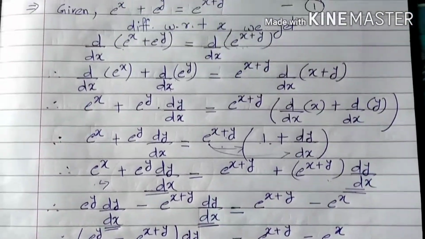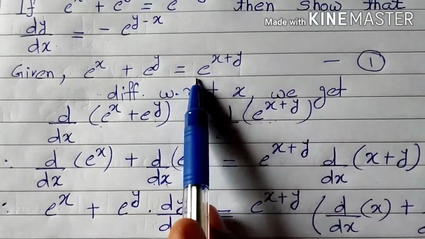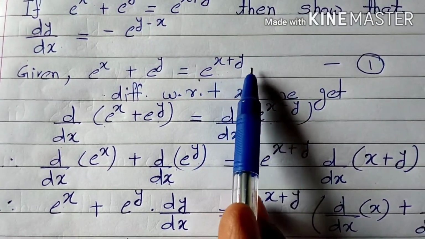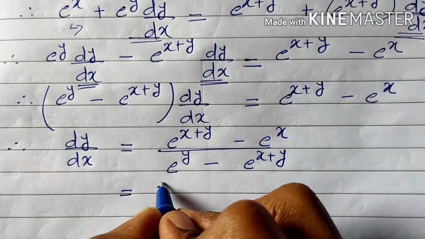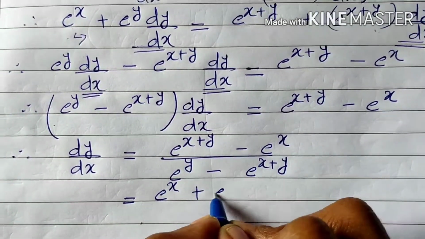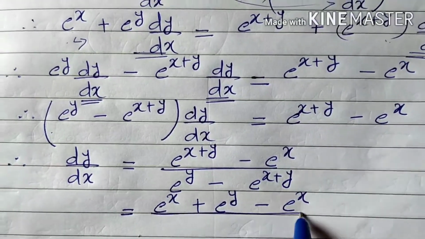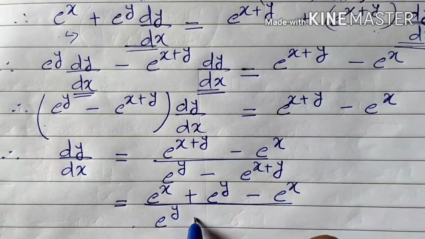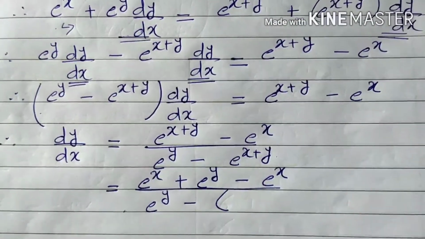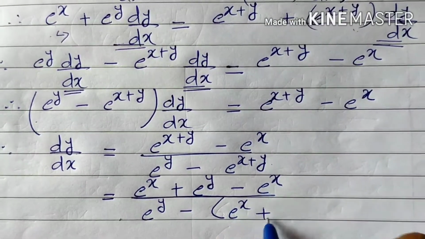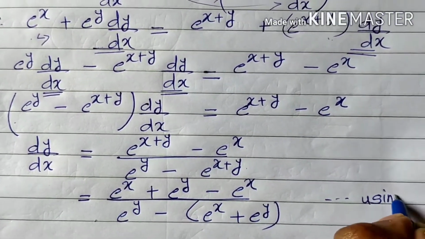Now using the first equation. What is the first equation? e raised to x plus e raised to y is equal to e raised to x plus y. So use it. Right here, e raised to x plus e raised to y minus e raised to x upon e raised to y, as it is, minus sign as it is, and the value of e raised to x plus y is e raised to x plus e raised to y by using equation first.